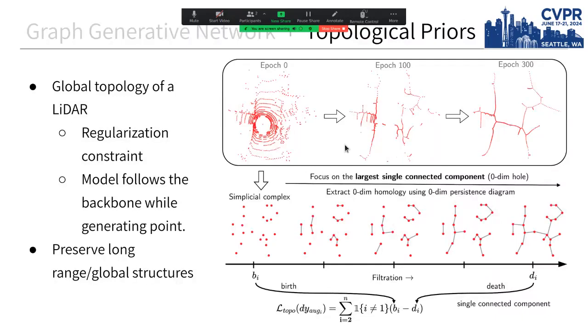For instance, let's say while training at the start epoch, this is a LiDAR scan. After some training, we get certain disconnected components. While we continue to do the filtration process and train the model with this homological topological prior, we see that at the end of the training, we find a global topology that is a zero-dimensional persistent homology, in the form of a connected component.